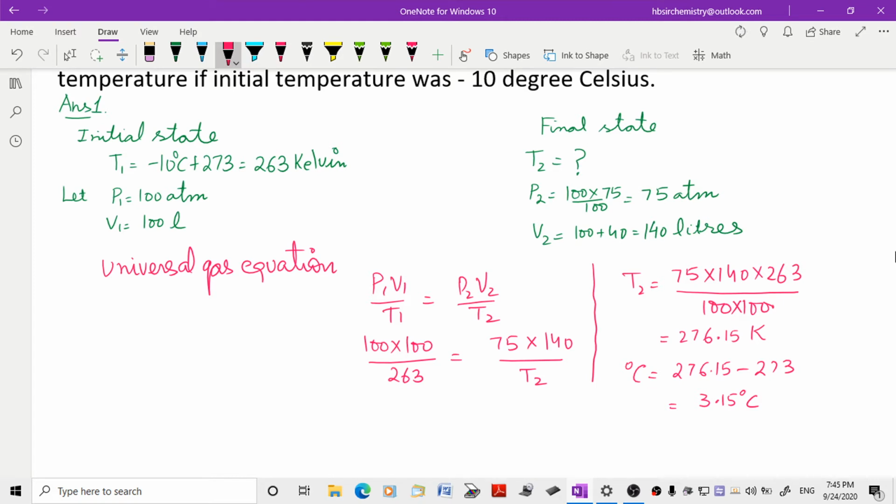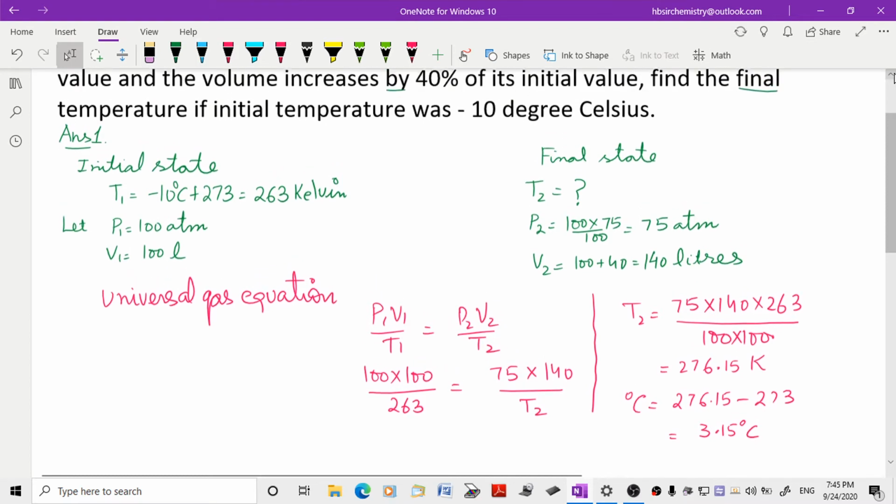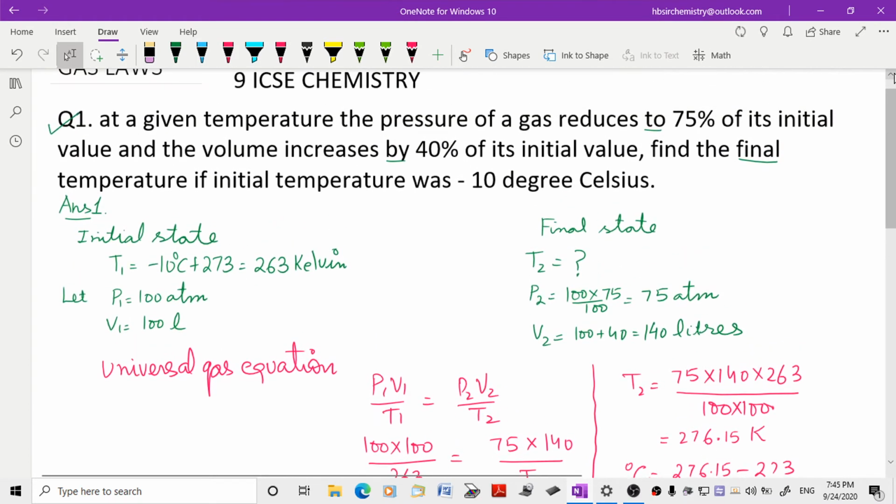Alright, this is how this problem has to be done. What I suggest is that if the initial pressure and volume is not given, you take them as 100. Look at this, reduces to, so this is the final state, and increases by. When it is increases by, you need to add 40%. This is how it has to be done.